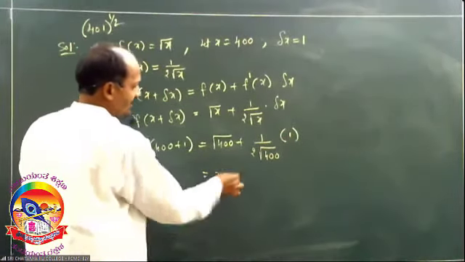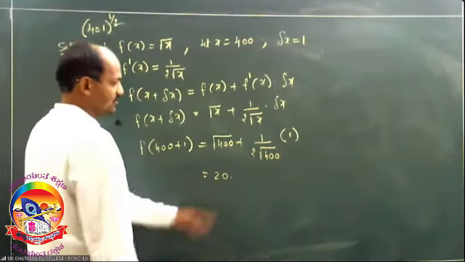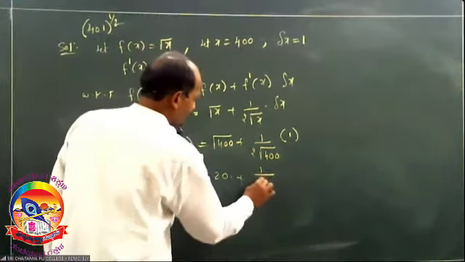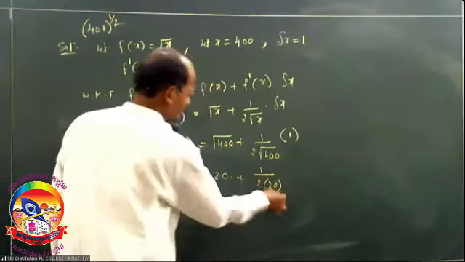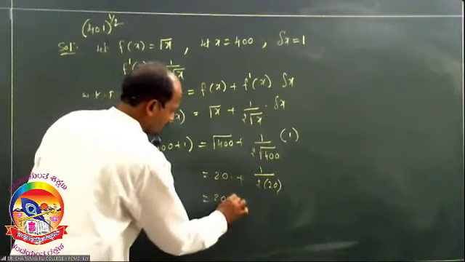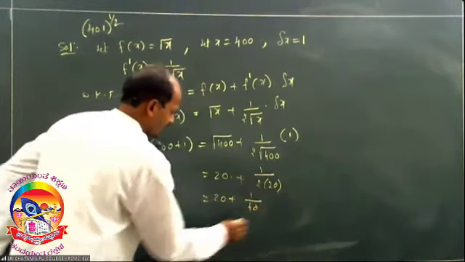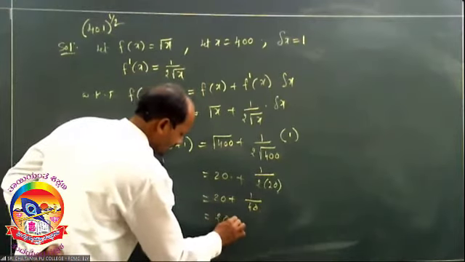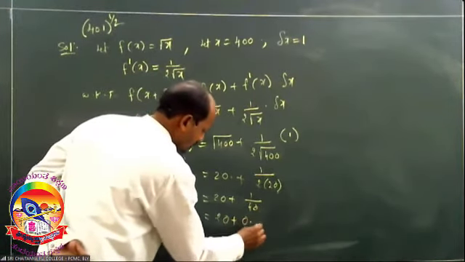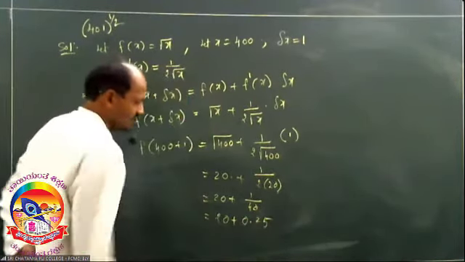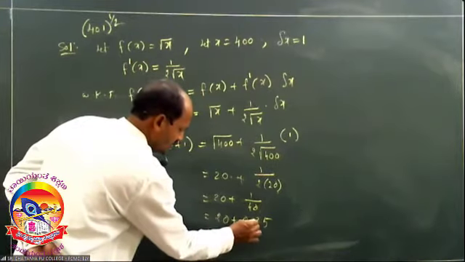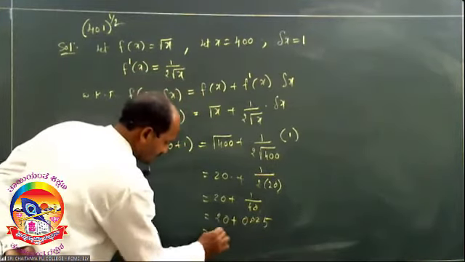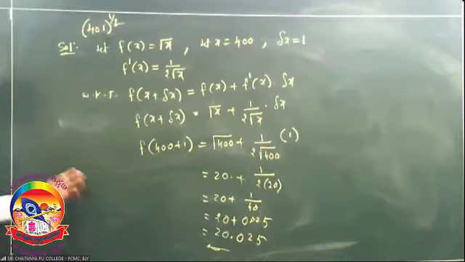Value 20, root 400 is equal to 20, plus 1 divided by 2 into 20. It is 20 plus 1 divided by 40. 20 plus 0.25, so, sorry, 0.025. That is the answer. Then, ready for my next question?